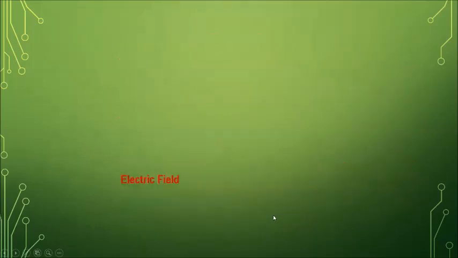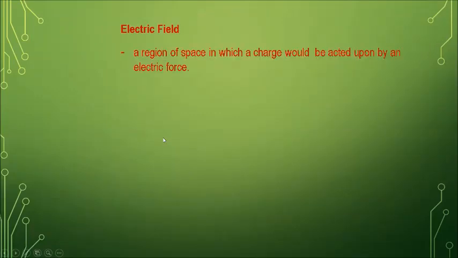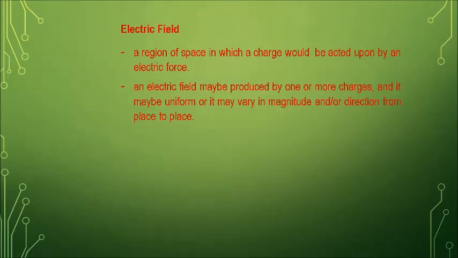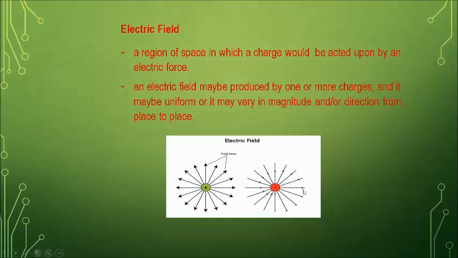Let's take a look at the electric field to understand better. How is an electric field formed? It is a region of space in which a charge would be acted upon by an electric force. So there is a force, and that kind of force is electric in nature. It may be produced by one or more charges and may be uniform, or it may vary in magnitude or direction from place to place. And this is how it looks.